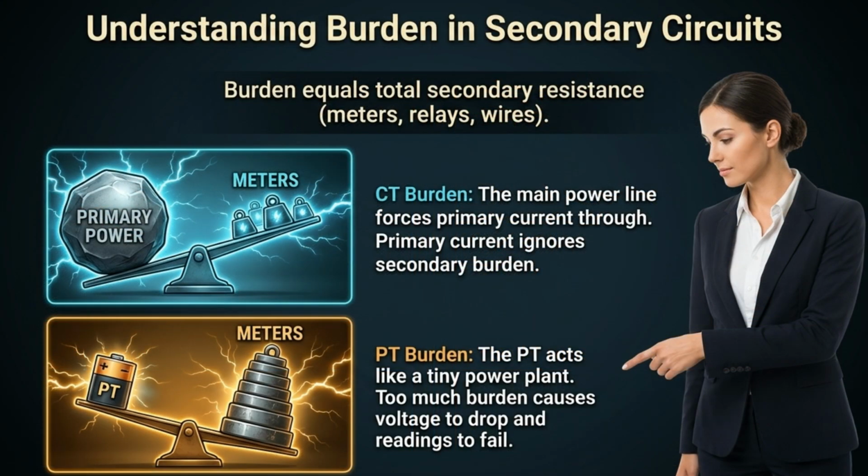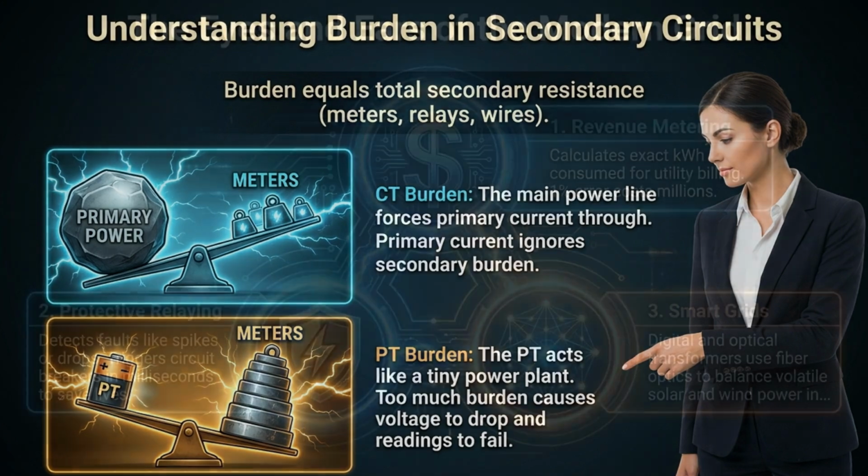Understanding burden in secondary circuits is crucial. Burden is the total resistance of meters, relays, and wires. CT burden is irrelevant because the primary current forces flow. However, PT burden, where the transformer acts like a small power plant, must be kept low, or the voltage will drop and readings will fail.